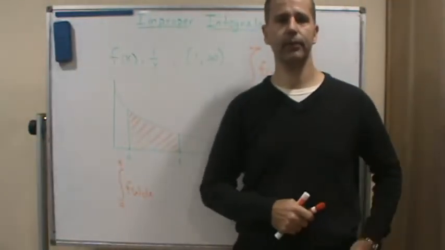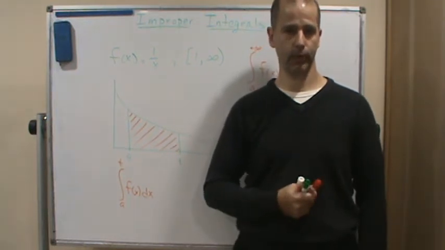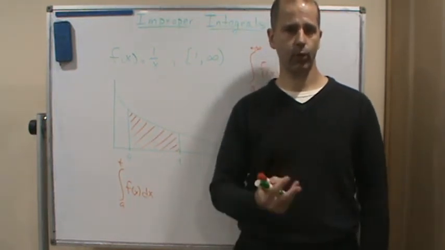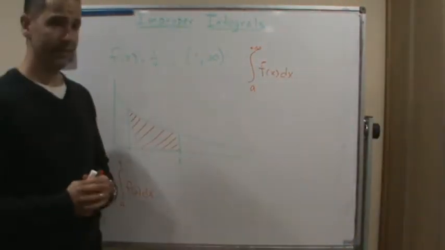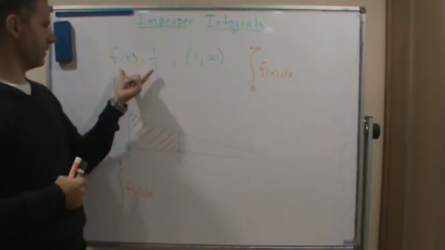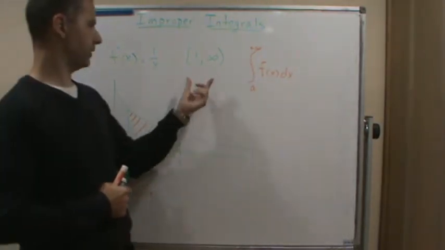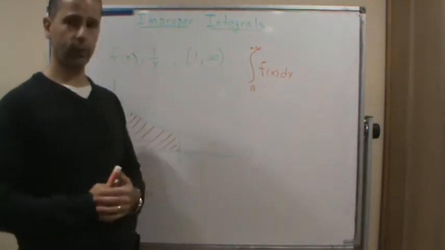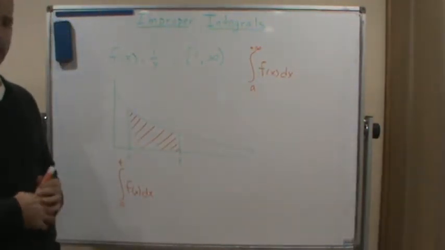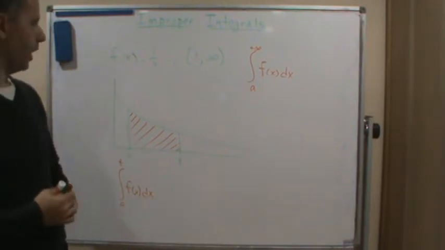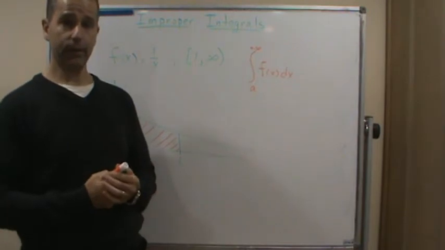Okay, so welcome. And so today we're going to start talking about improper integrals. Okay, so to start with, let's have a little discussion. So in this example here, let's take this function f of x equals 1 over x, and we're going to take the interval from 1 to positive infinity. So the question is, does the area under the curve over this interval, is it finite or is it infinite?